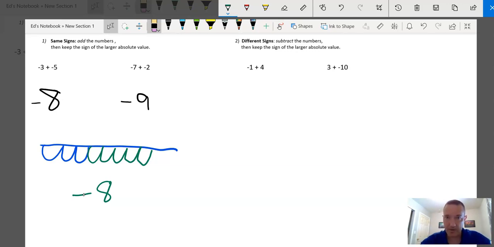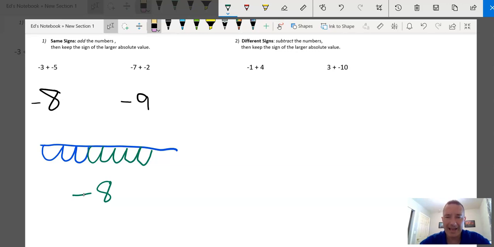Now we're going to look at the second one, when the signs are different. So what do we mean by different? When one number is positive, one number is negative. So what do we do? Well, the rule says when the signs are different, we're going to subtract the numbers, and then we're going to keep the sign of the larger absolute value.